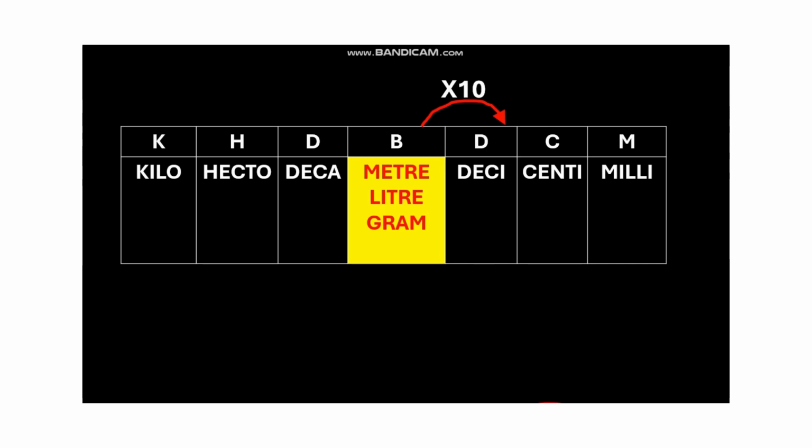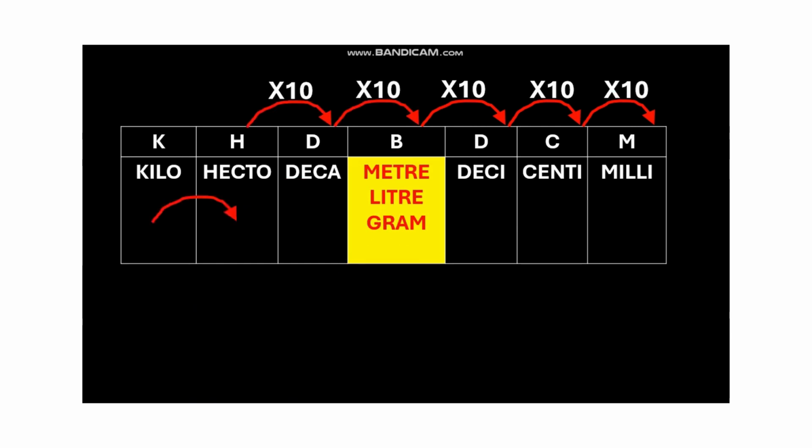If you go in descending order, the distance between any of these metric units is 10. From kilo to hecto is 10, hecto to deca is 10, and so on. And if you are going in descending order, you are going to multiply. For instance, if you are converting from kilo to hecto, you multiply whatever value you have by 10. If you are converting kilo to deca, you multiply by 100 and so on.